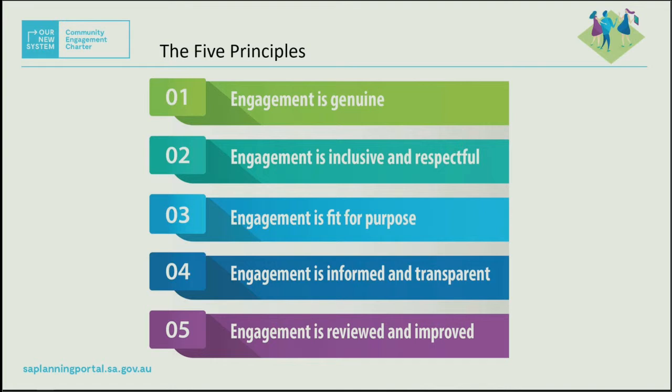Engagement is informed and transparent. This one is about the information you provide, making sure that the people that are being consulted and engaged on understand the information that's provided. They understand the story and understand why and how they can get involved, and understand what's not for consultation. Transparency is important so that people understand the process, why you're doing it, when, and what the next steps are.